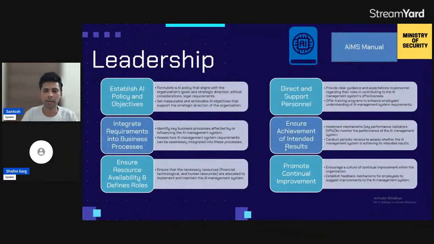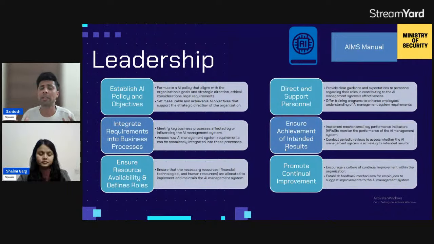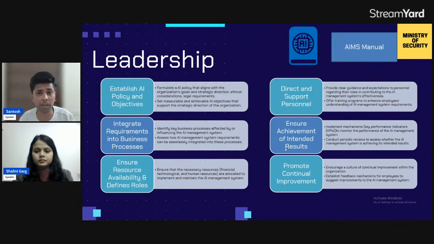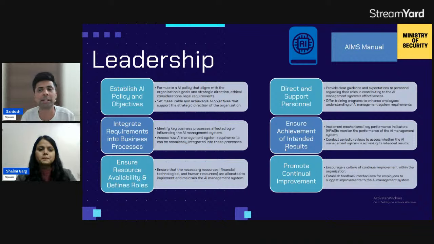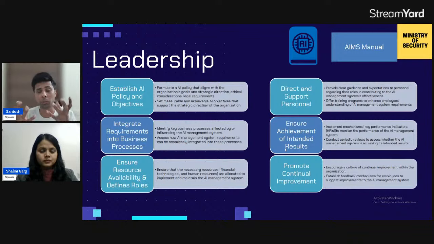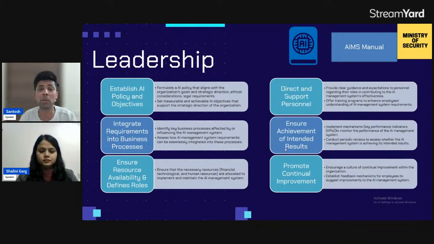The third is leadership. Definitely you need a leader, like the governance team, the senior management and the board of directors, who can be driving this new initiative, the artificial intelligence management system. You need to identify their roles and responsibilities, what they are supposed to do. They need to ensure that an AI policy is developed and communicated to the entire organization.